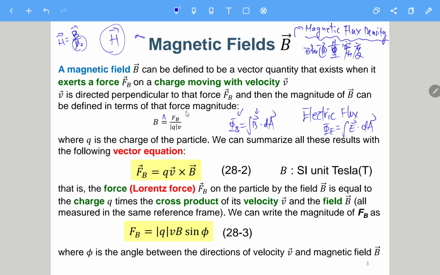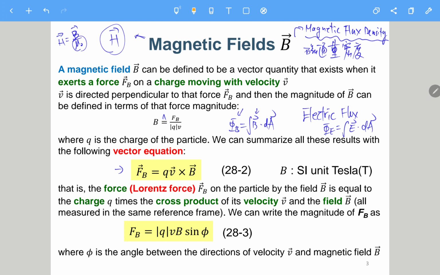Of course it's only a magnitude. Then we need to talk about the direction, because the B field is a vector quantity. So this is the magnitude, and when we talk about the direction, we should have this expression. This one is not a multiplication, this one is a cross product.